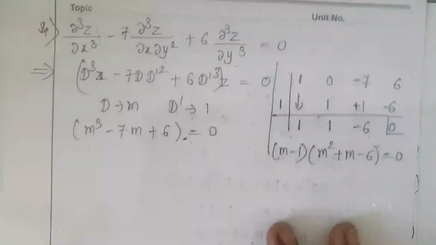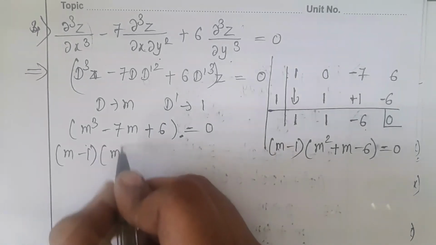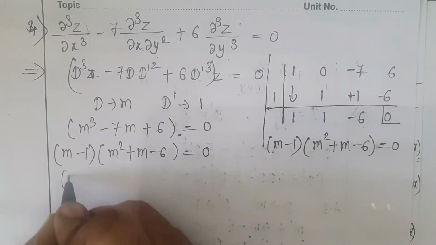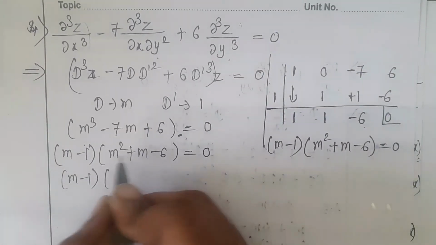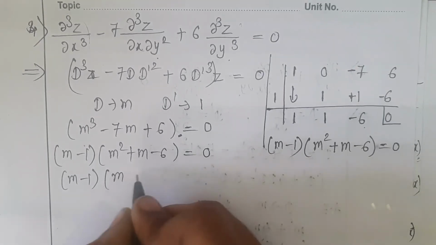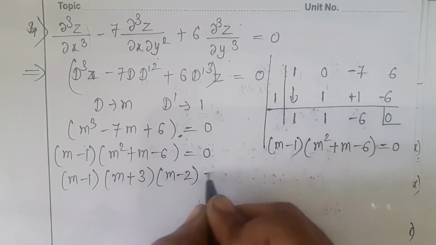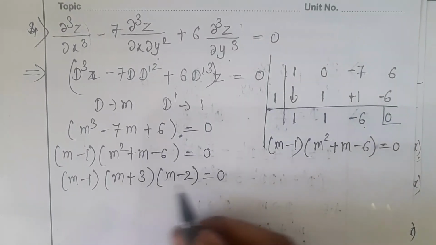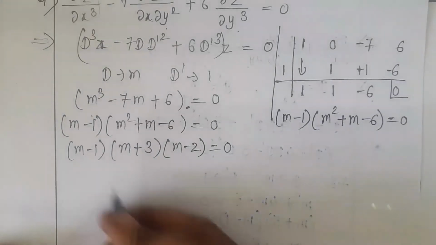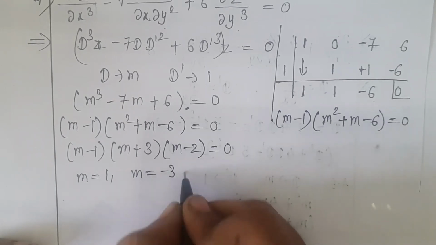So the equation is m minus 1 into m square plus m minus 6 is equal to 0. So we can write it as m minus 1. Now this is a quadratic equation, so we can write down roots for this. It is m plus 3 and m minus 2. Can we write like this? Because 3 minus 2 is 1 and 3 into minus 2 is minus 6. So we get the roots: m is equal to 1, m is equal to minus 3, m is equal to 2.